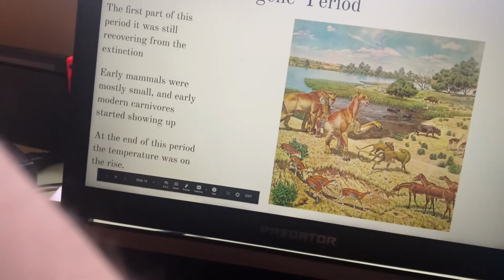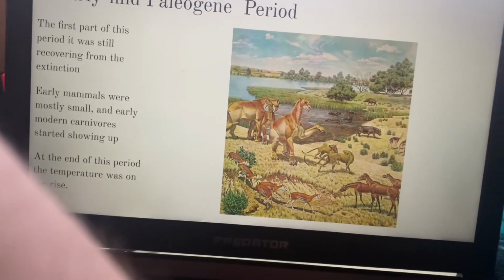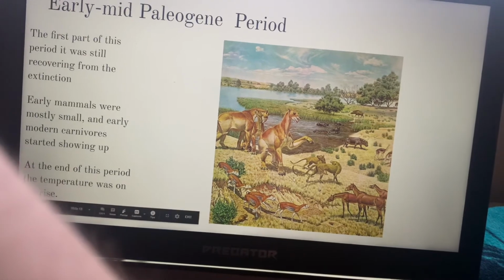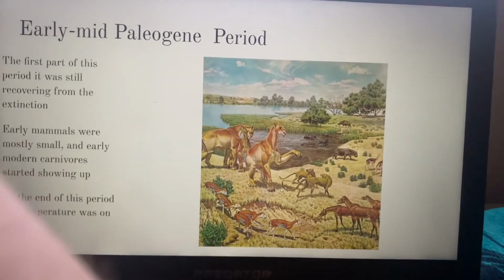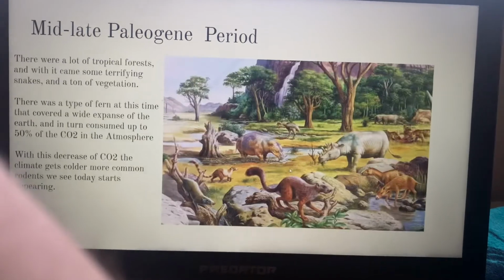And we'll get into that in the next slide. But also temperatures were on the rise. Everything was getting warmer, which is great for life because life likes warm things, because it means they don't have to spend as many resources making sure that they can survive winter and stuff like that.